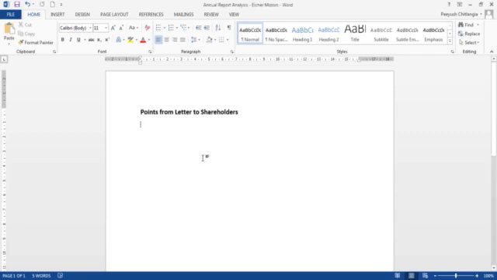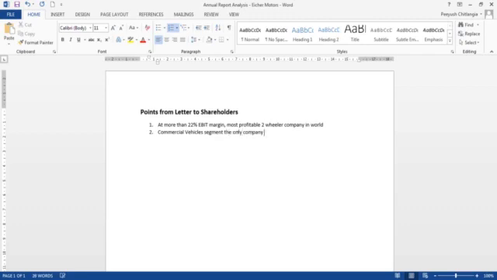So we have another document that we have outlined. We'll put down all these data points. At more than 22% EBIT margin, most profitable two-wheeler company in the world, right? Commercial vehicles segment, the only company to not make losses in any quarter in the last decade.